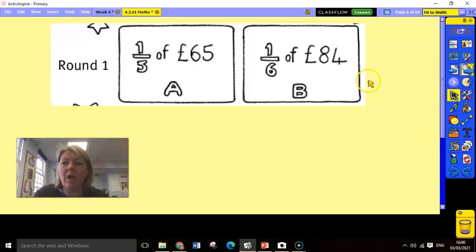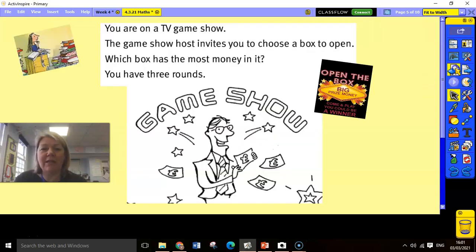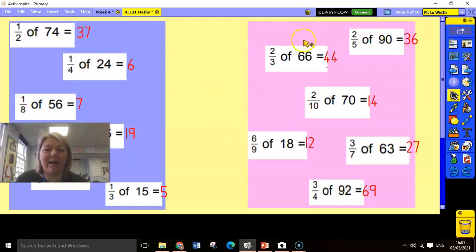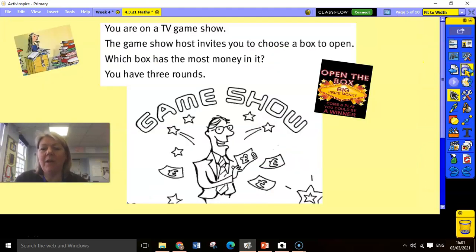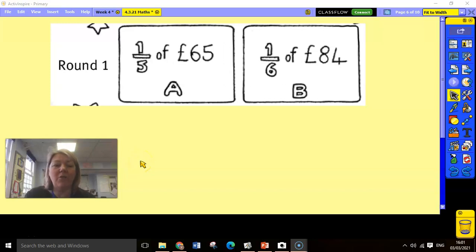So we are going to be given a choice of 2 boxes. We have got to decide whether we'd rather choose box A, which is 1/5 of £65, or box B, which is 1/6 of £84. Now, you're really good at this because you've just spent lots of time practicing those skills here. So I'm not going to do the maths with you for this. I will put the answers on the Google Drive.